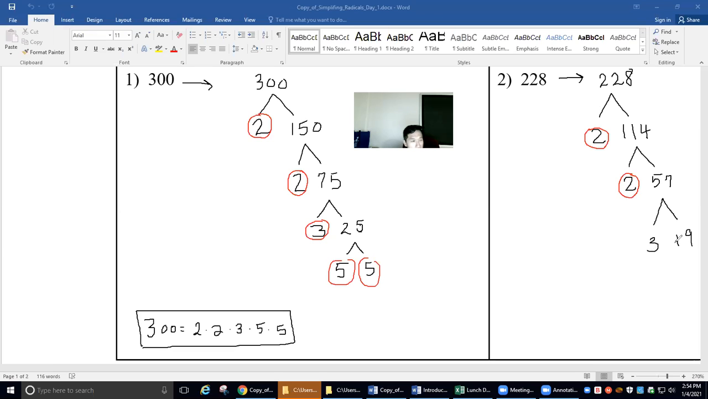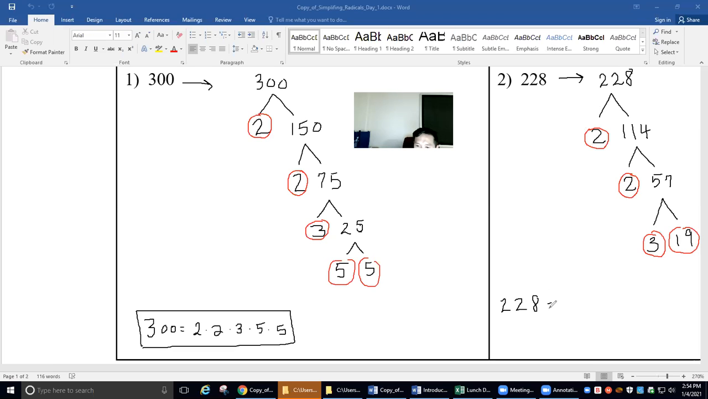Can I go any further with 19, or is that a prime number? Prime. Very good. It's prime. Once I can't go any further, that's prime. So 3 and 19. If you can't go further, you're done. Pretty much, yeah. Well, you don't want to be dead, but you just can't go any further.